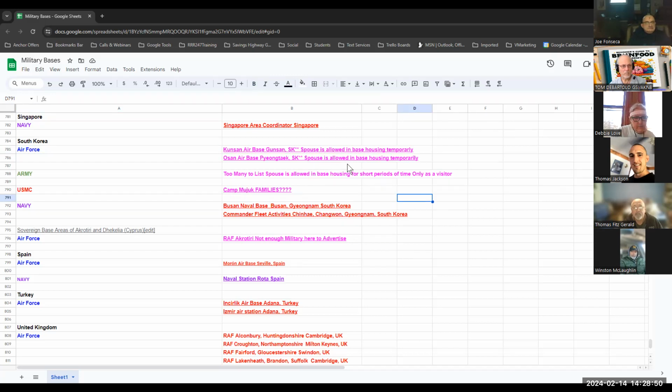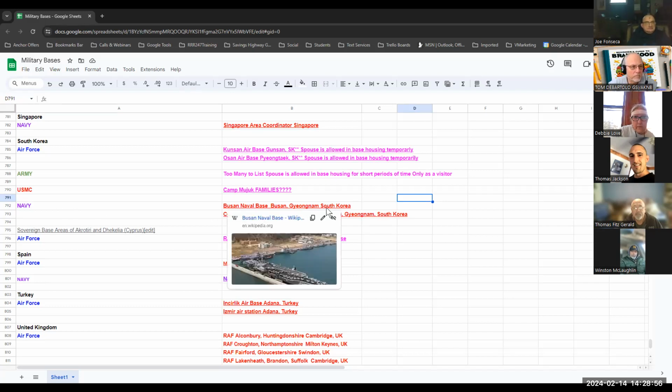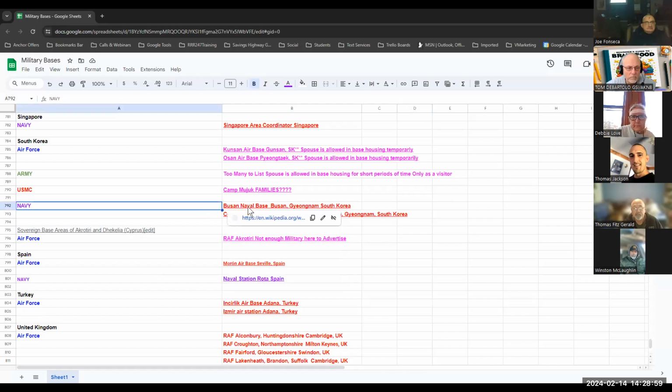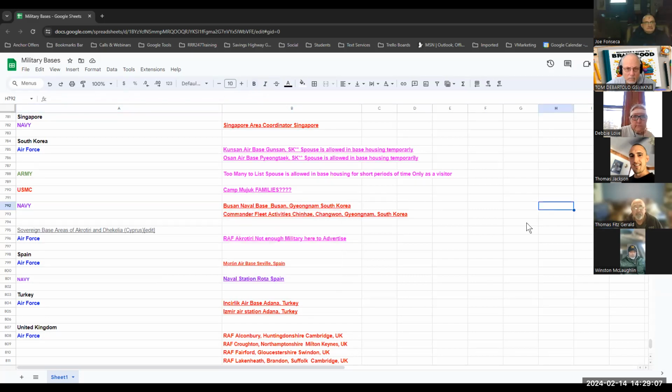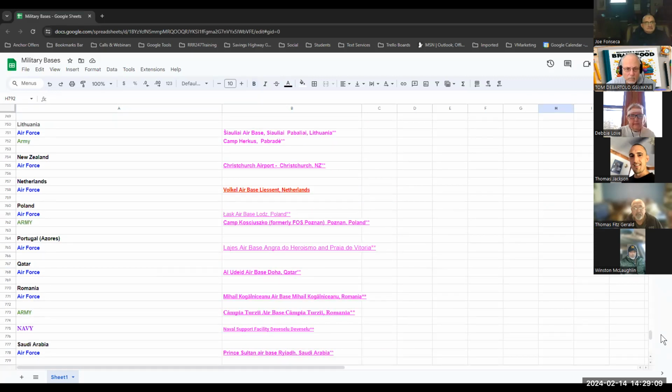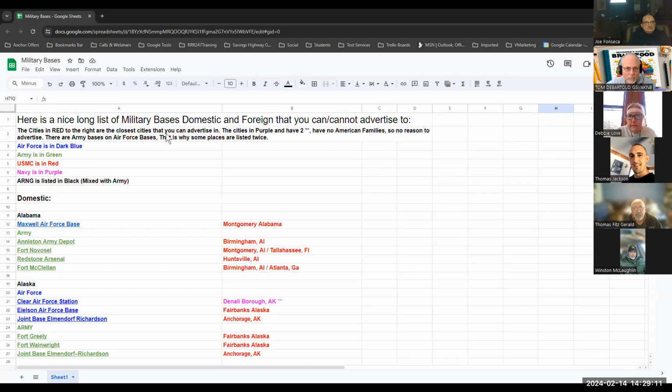But there are places that do allow base housing, for example for the Navy. You can advertise to this particular place because they have families on those bases. So just read the information at the top here. Okay. All right. Thank you so much. Sure thing.